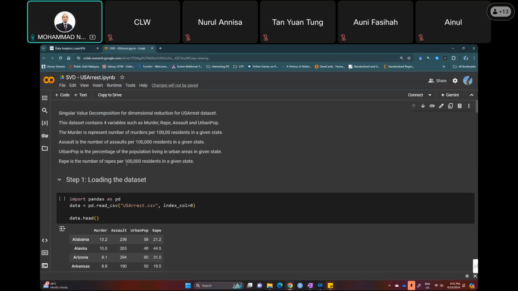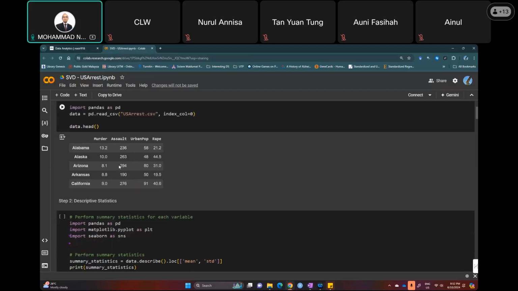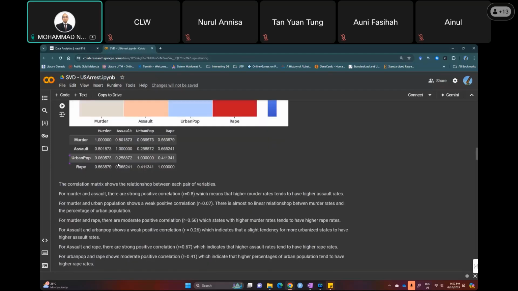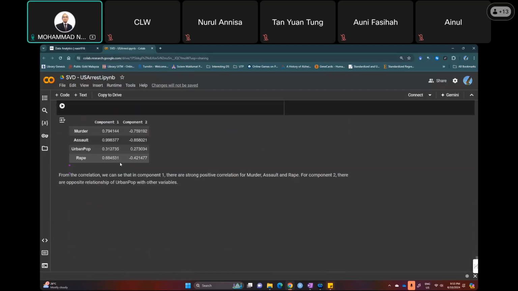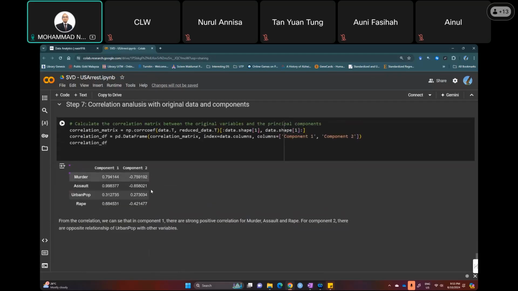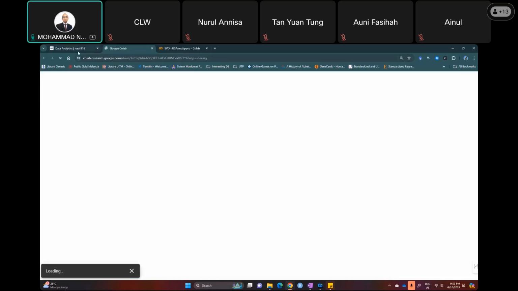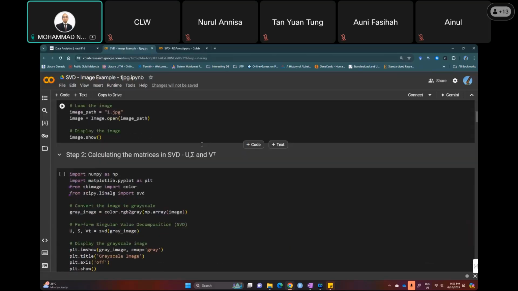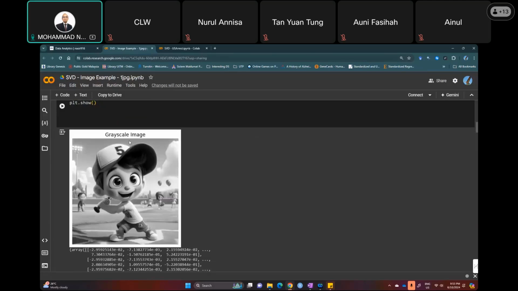I am applying the US arrests dataset and performing SVD, singular value decomposition, and we get the same result as compared to principal component analysis: we still get two components. If you want to compress an image, I think I already provided the image. This is an example of performing singular value decomposition on an image. The objective is to reduce or compress the image. This is the image of a 5-year-old boy playing baseball.